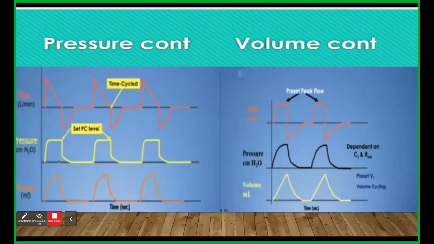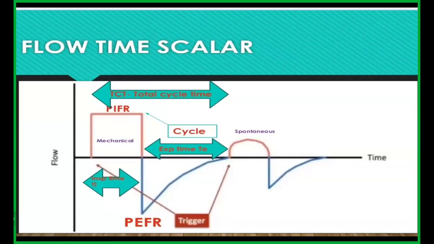This is the conclusion between this. This is the differences between the scalars of the pressure control and the volume control ventilation. Now coming to your flow time scalar.